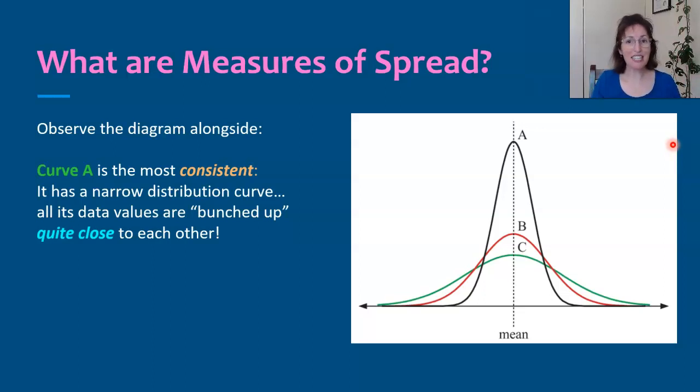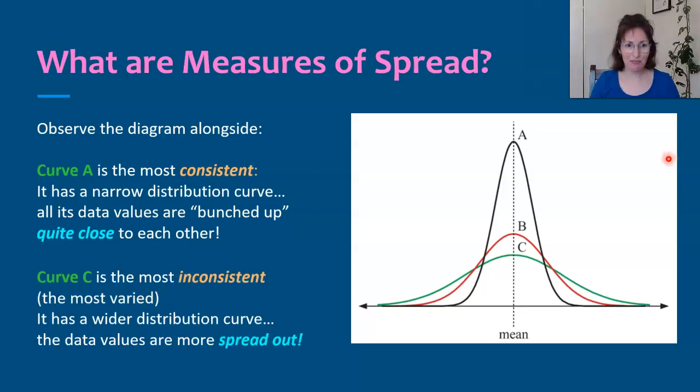Curve A we're saying is the most consistent. It has a narrow distribution curve. As we said, its data is all bunched up. This shape, you might have seen them before. We often call them a bell curve or a normal distribution curve. And they can be tall and narrow like that, or wide and spread out, more like B and C.